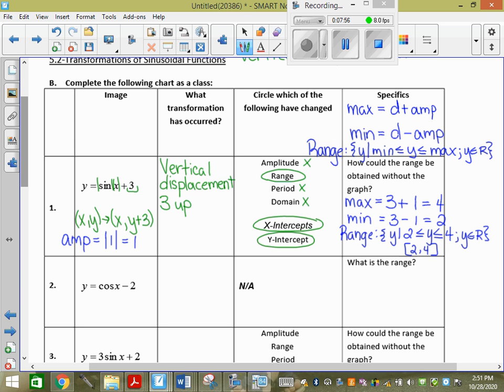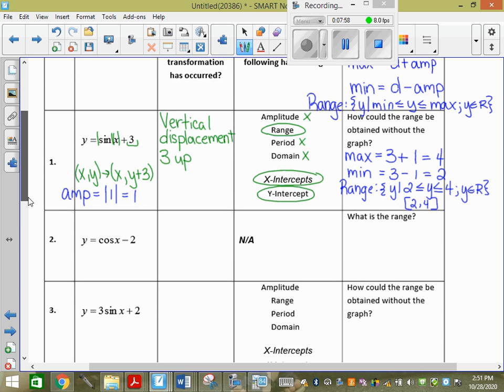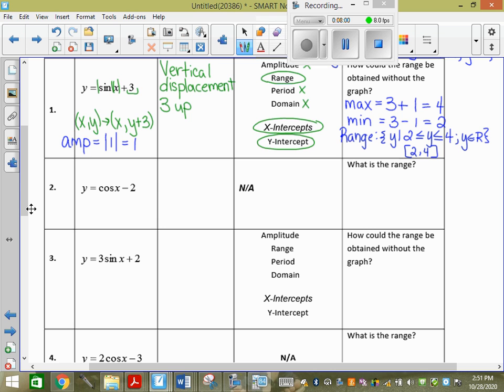So number 2, what are my transformations on this one? Choose the very back of your X. So it's a vertical displacement, 2 down.